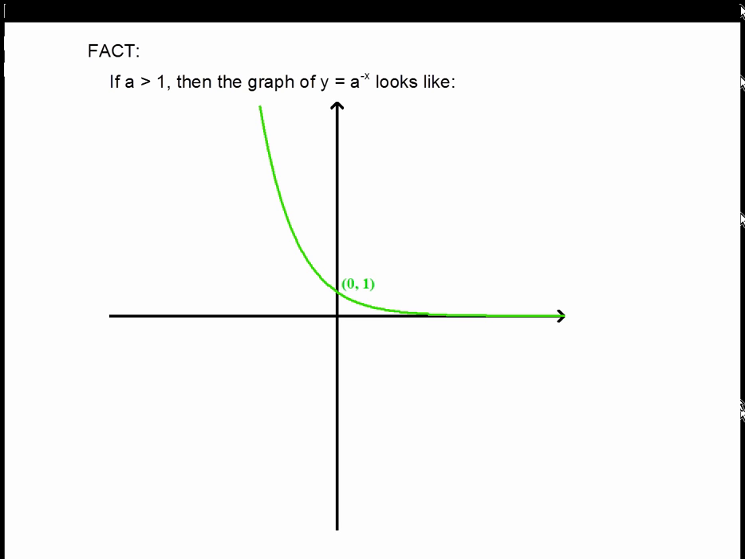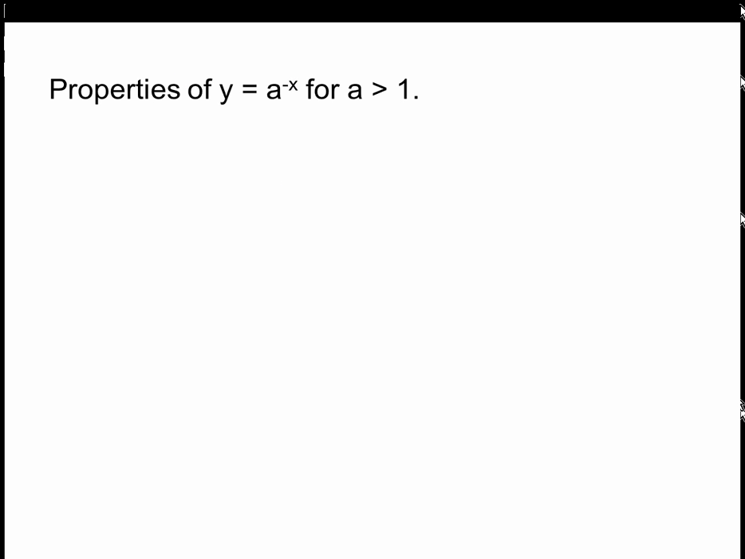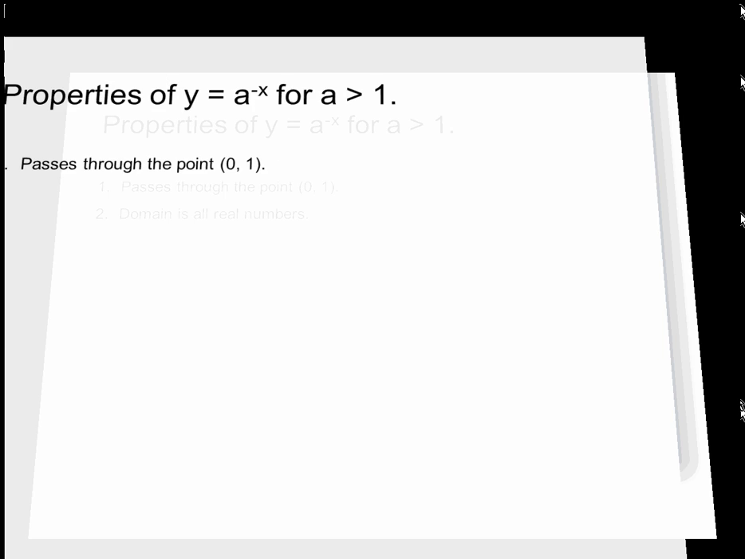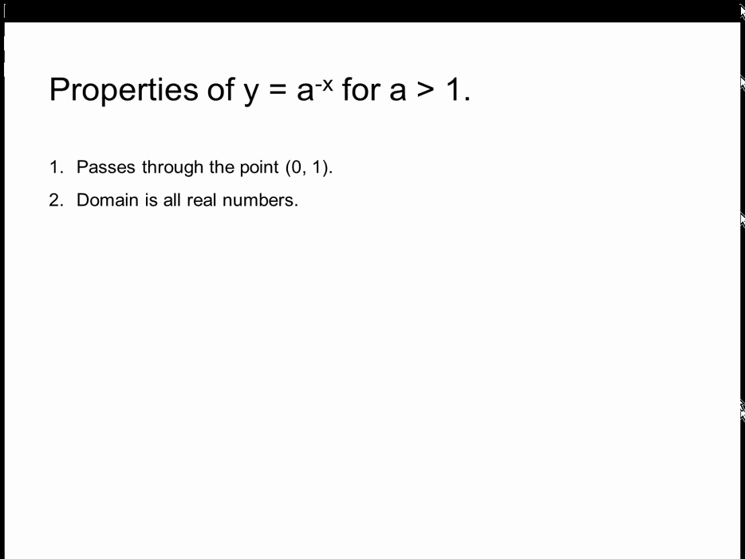Let's get some properties for this. So the properties of y equals a to the minus x for a bigger than 1. We're going to list the properties in the same way that we did the others. So number 1, it passes through the point (0, 1). Number 2, the domain is all real numbers. So far it's the same as y equals a to the positive x for a bigger than 1. The range is still 0 to infinity.